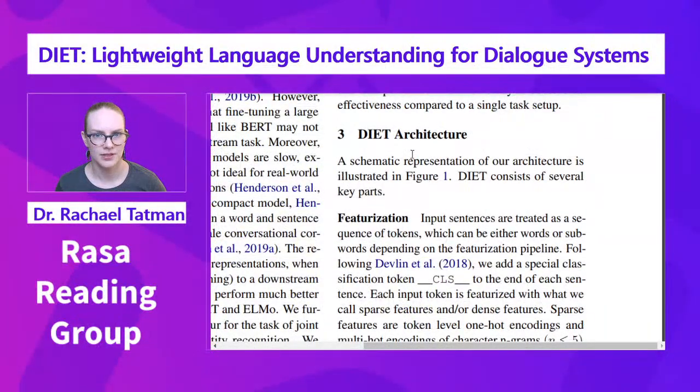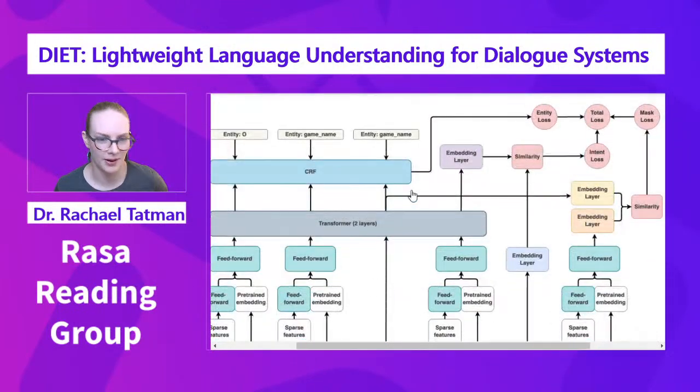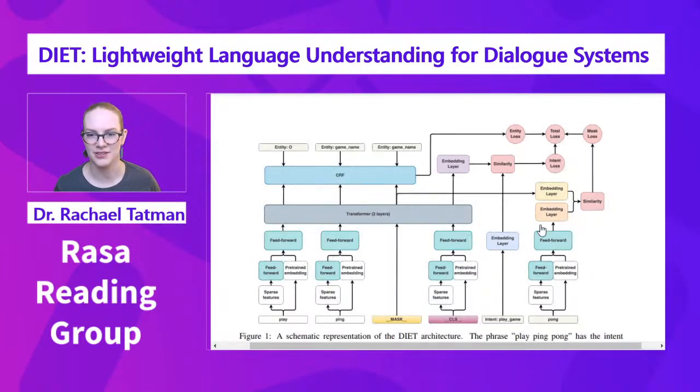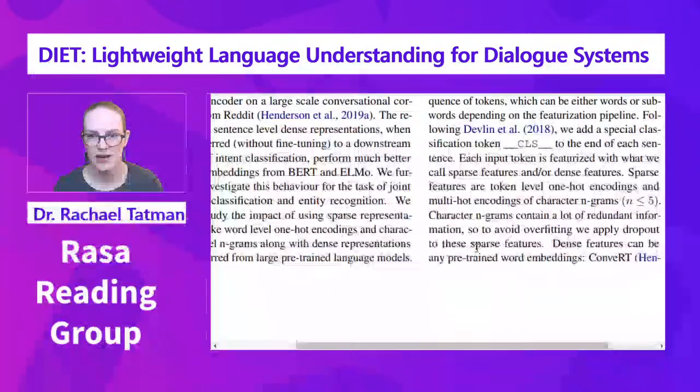All right, section 3, DIET architecture. A schematic representation of our architecture is illustrated in figure 1. DIET consists of several key parts. Let's look at figure 1. This is the figure that I use in slides a lot, so we'll come back to it. Featurization.